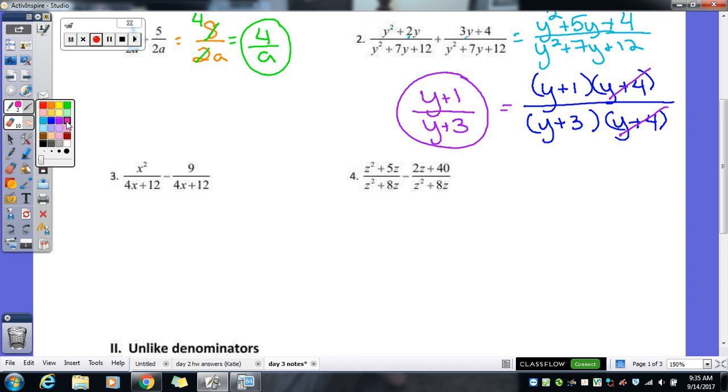Alright, so our third one, again, we have a common denominator, so I'm going to keep my denominator, 4x plus 12. Do we have any like terms in our numerators there? No, so we just have to write them together. So we just write it as x squared minus 9. So now we got our one fraction.